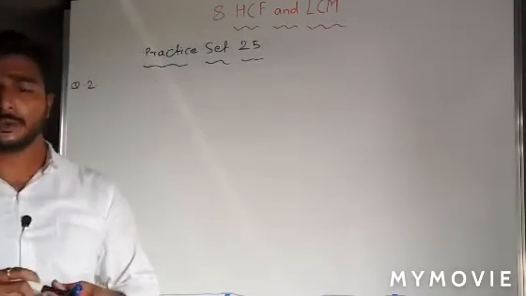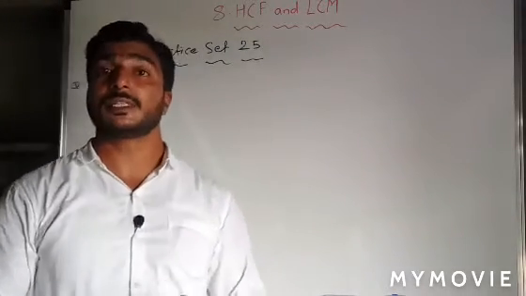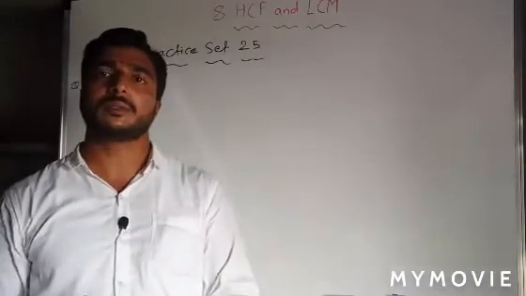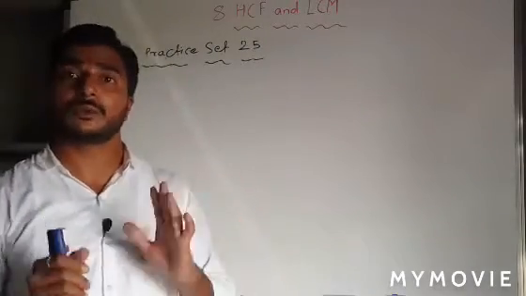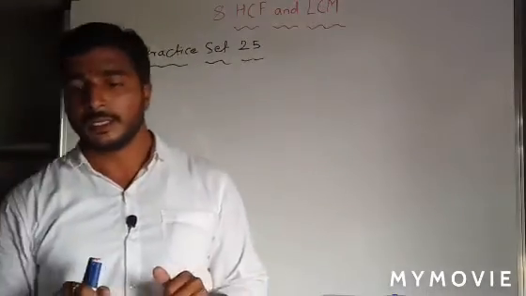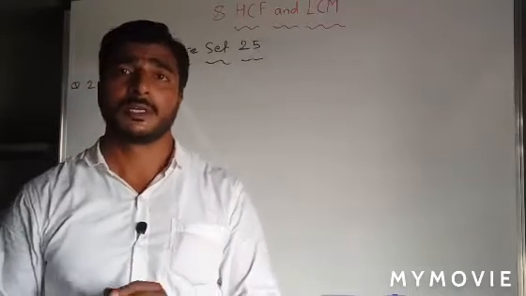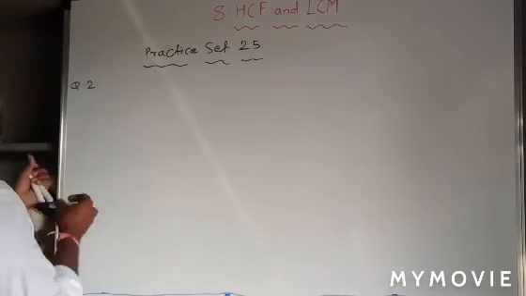Now in practice set 25, question number 1 is find out the LCM of the given numbers. So 2 or 3 numbers are given and you have to find the LCM, and that we have seen, how to find the LCM of the given numbers. Now there is question number 2, which has word problems. In the word problem question number 2, first we will see the first example.